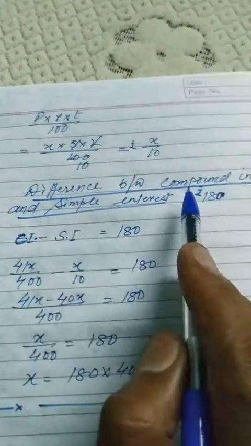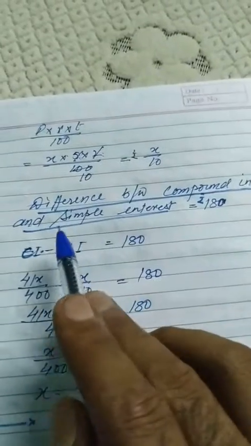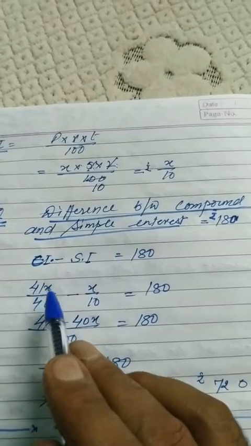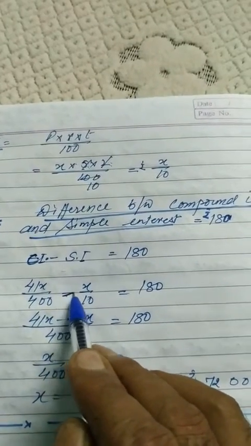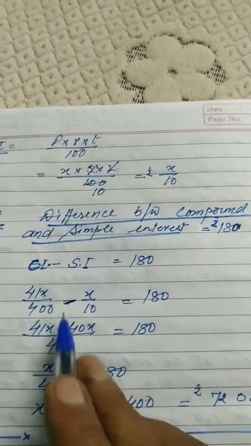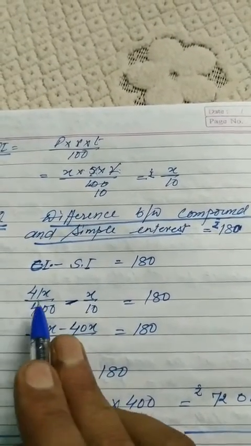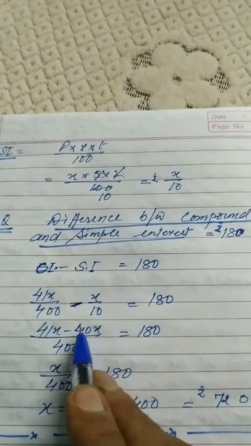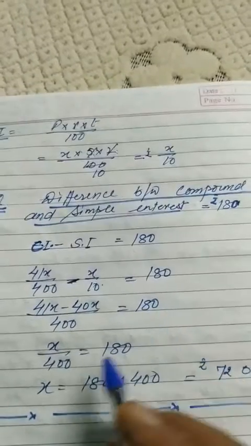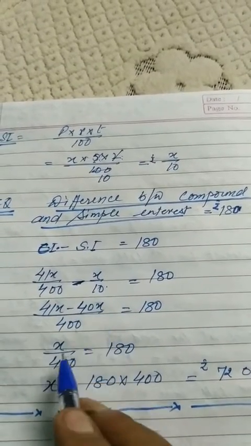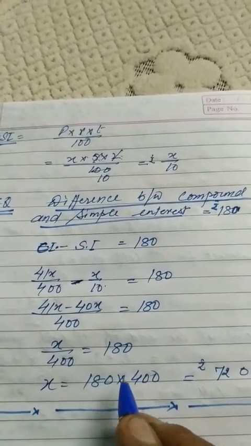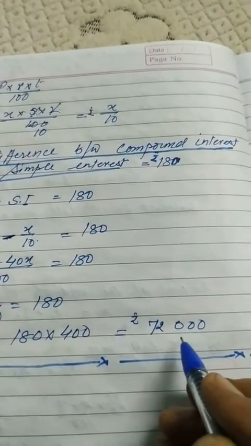According to the question, the difference between compound interest and simple interest equal to 180, CI minus SI equal to 41x over 400 minus x over 10 equal to 180. Now take LCM, that is 400 LCM, 400 ones are 400, that is 41x minus 40x, that equal to 180. Or 41 minus 40, that is x over 400 equal to 180, or cross multiply, x equal to 180 multiplied by 400, that is 72,000. That's all.